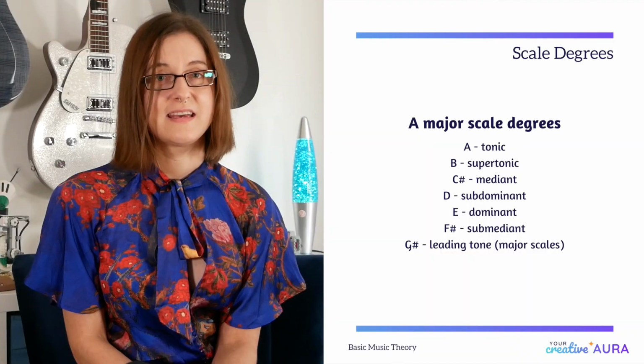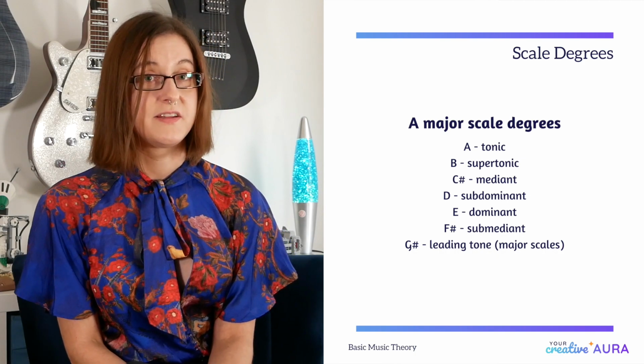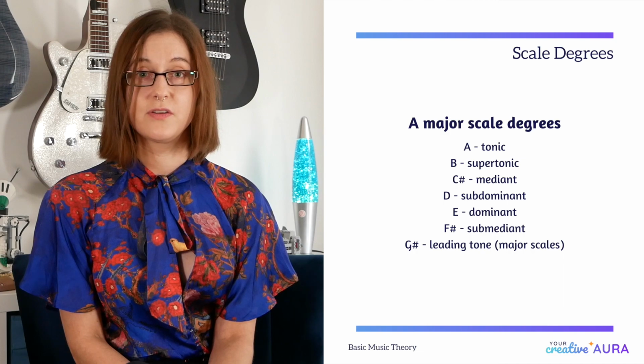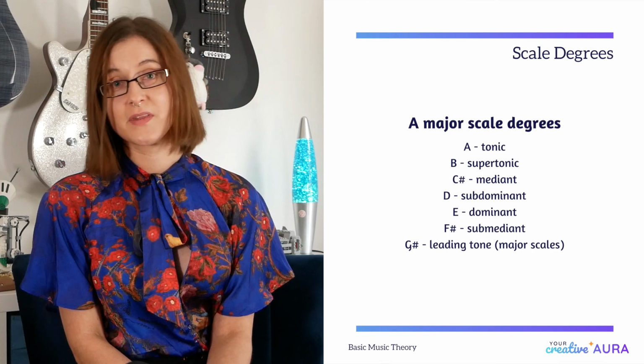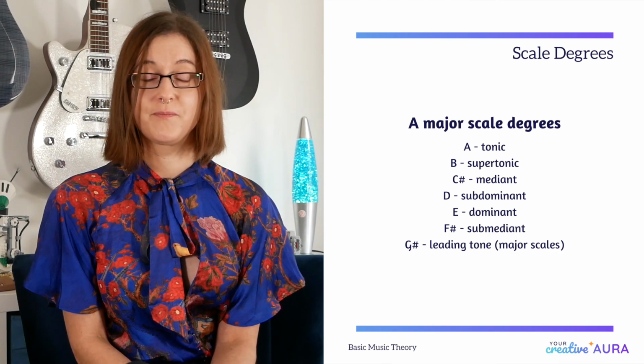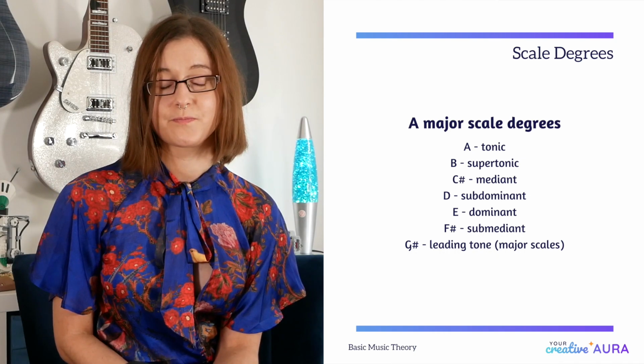So let's use the key of A using a major scale as our example. So this is how the scale degrees work out. A is our tonic note, B is supertonic, C sharp is mediant, D is subdominant, E is dominant, F sharp is submediant, and G sharp is our leading tone. Therefore, A and E are our important notes. Understanding a note's scale degree in any given scale will allow you to create and release tension throughout your music.